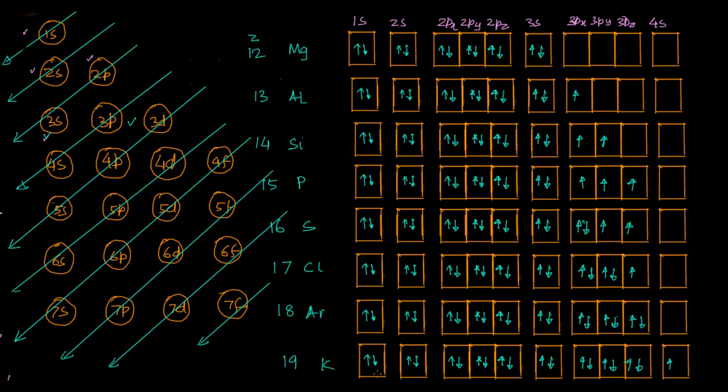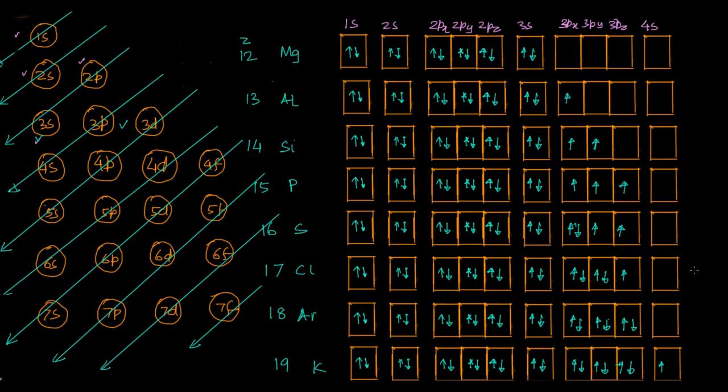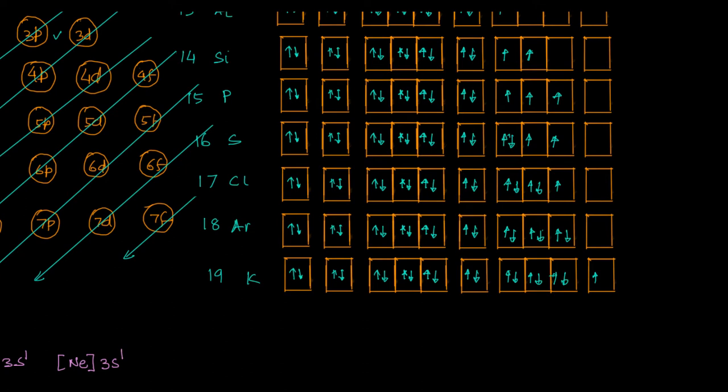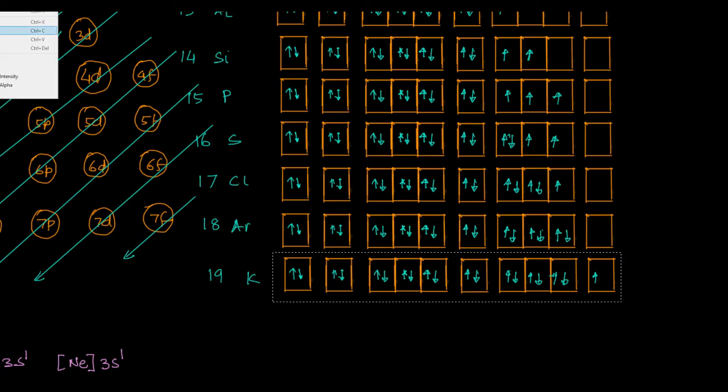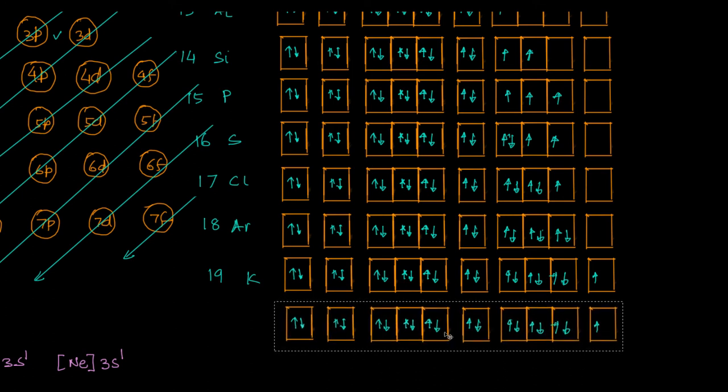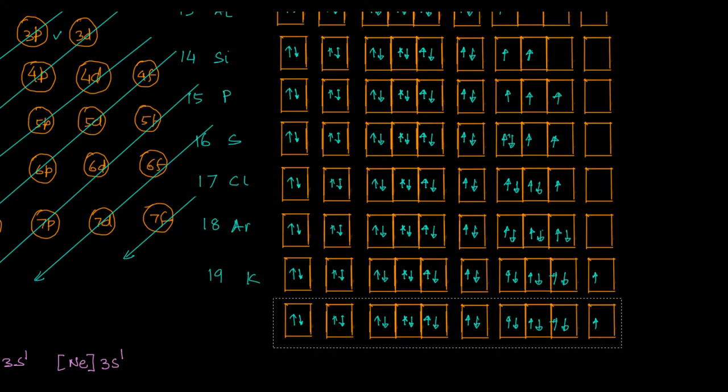I'd like to go ahead, okay, because now there'll be exceptions that will kick in, due to another rule that chips in, and that rule says that the half filled or the fully filled orbitals are more stable than the partially filled ones. So that comes later, but you should understand at least 19, right? I think we should also go till calcium, so that you get to know. Let's copy, let's paste. Okay, the same thing till here, right? And we have the 20th one, that is calcium, and that comes here, right?